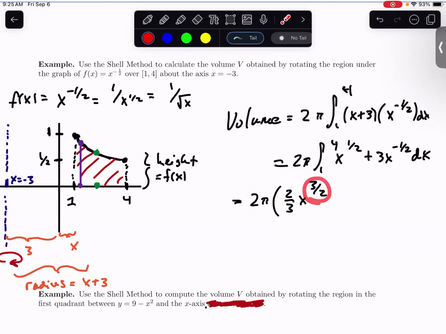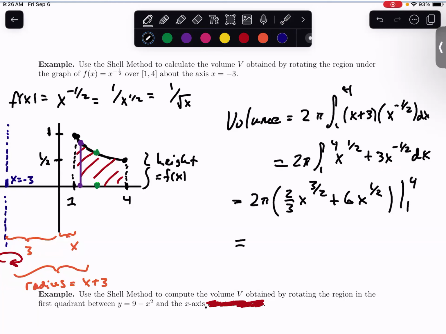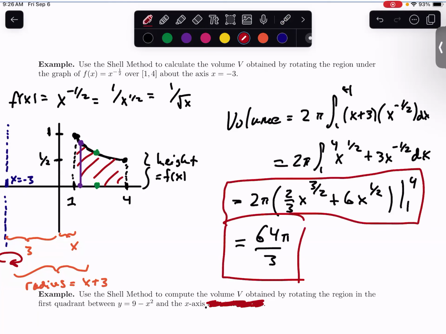And then you subtract 1, so you get 1/2. And if you're finding the antiderivative of x to the minus 1/2, you add 1, so it's going to be to the 1/2 power, and then you divide by 1/2, which is the same thing as multiplying by 2. So this will be plus 6 times x to the 1/2 power. And then you're evaluating from 1 to 4. So you just plug in these numbers, and this ends up being equal to 64 pi over 3. And on the exam, you can leave your answer like this.